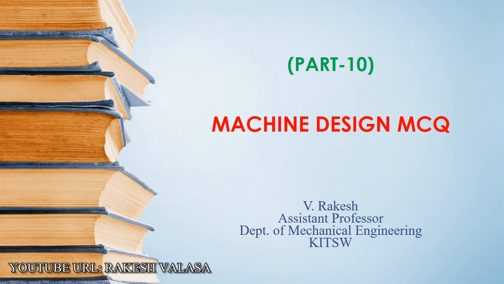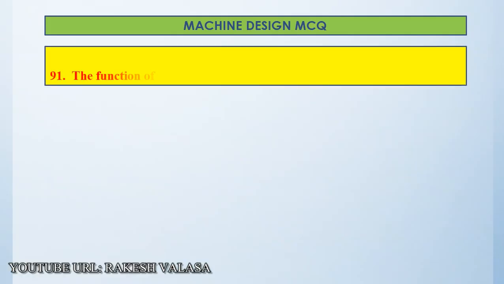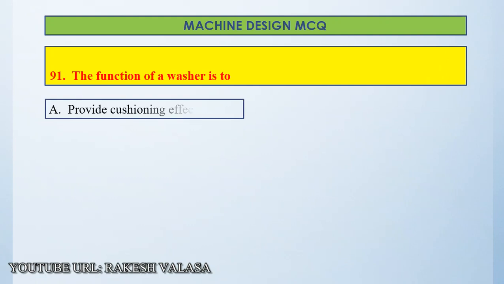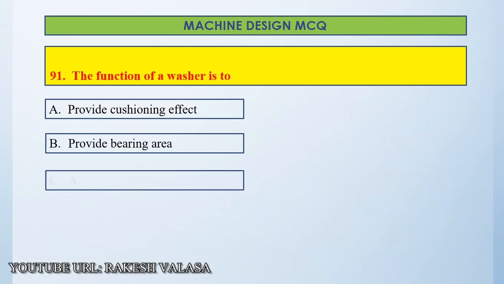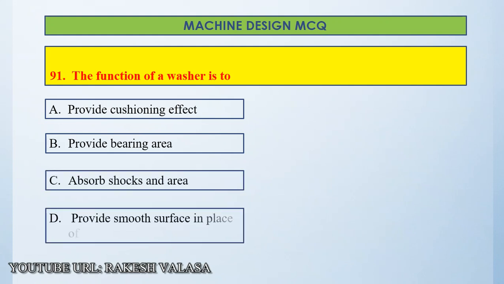Multiple choice questions on machine design, part 10. Question number 91. The function of a washer is to: option A, provide cushioning effect. Option B, provide bearing area. Option C, absorb shocks and area. Option D, provide smooth surface in place of rough surface.